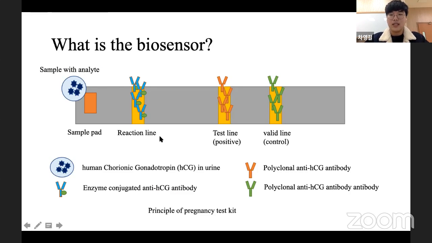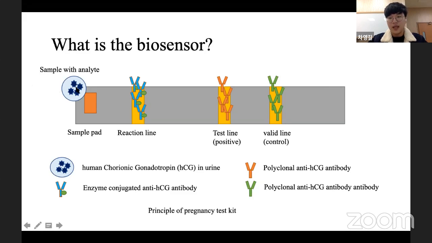The pregnancy test kit is composed of the sample pad, the reaction line, the test line, and the valid line. The sample is the human chorionic gonadotropin, the HCG in urine, and there is a loosely attached enzyme-conjugated anti-HCG antibody on the reaction line, polyclonal anti-HCG antibody on the test line, and polyclonal anti-HCG antibody on the valid line. The principle of the pregnancy test is as follows.